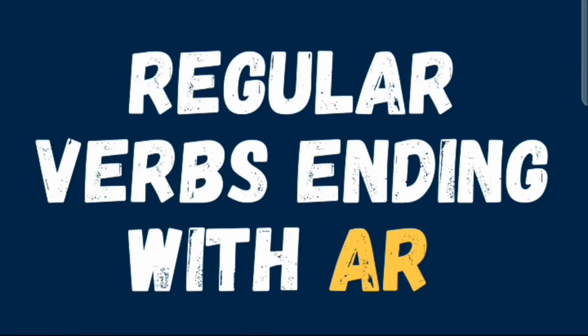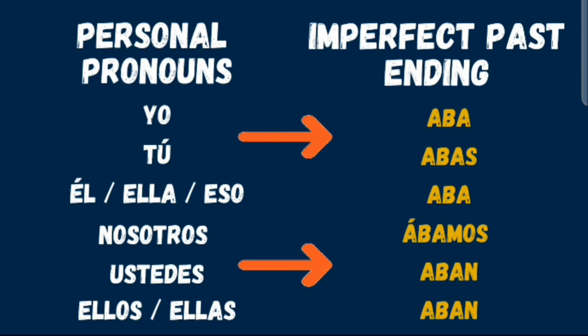In the previous video, we saw regular verbs ending with -ar in Spanish, and how to conjugate them in the imperfect past. In this lesson, we're going to keep reviewing some regular verbs ending with -ar. You have to check the pronunciation and how to conjugate them. Here we have our personal pronouns, and here we have the ending of our verb using the imperfect past.